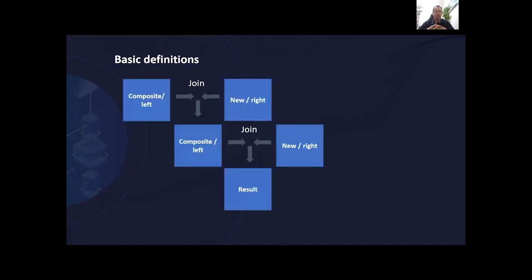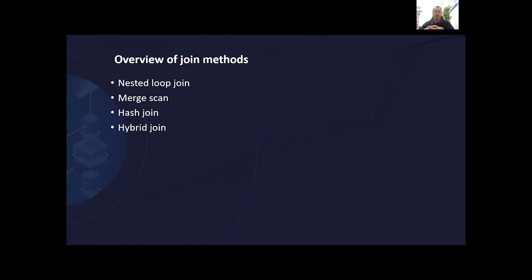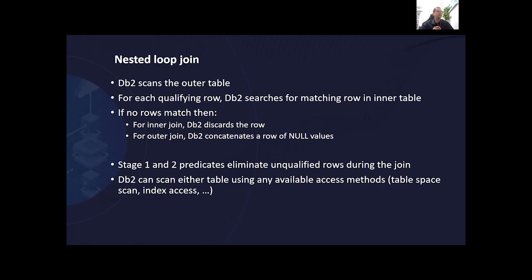Now let's briefly take a look at the implementation of joins. Back to basic definitions. We will speak about the composite, new table, left, right, and such. Here is an overview of join methods that are available in DB2: nested loop join, merge scan, hash join, or hybrid join. Now it becomes more platform specific. I will be mostly focusing on DB2 for z/OS, but we'll mention LUW as well. I don't have much experience with that, so please excuse me for some errors or mistakes.